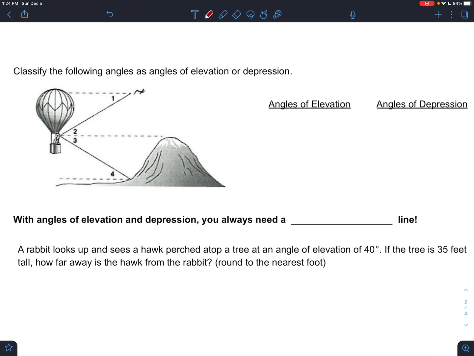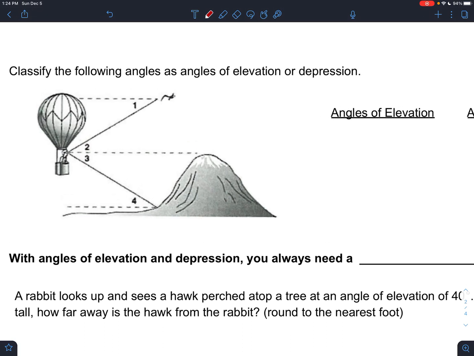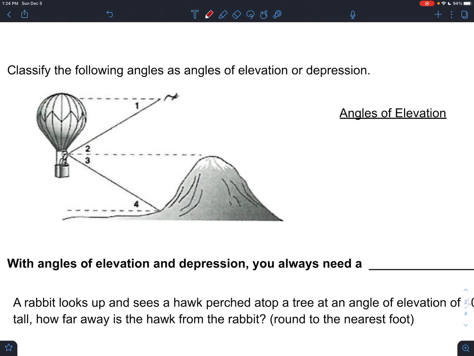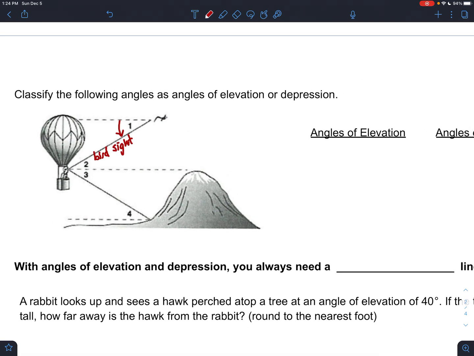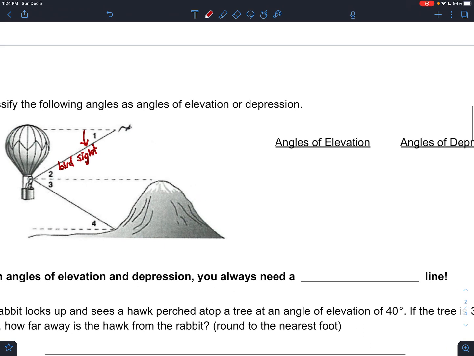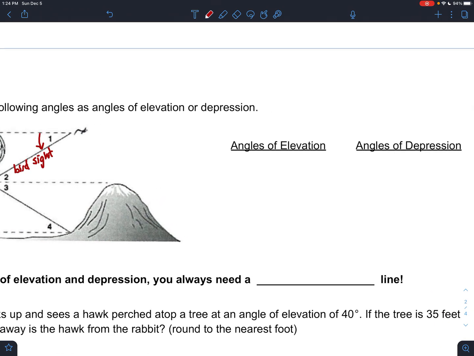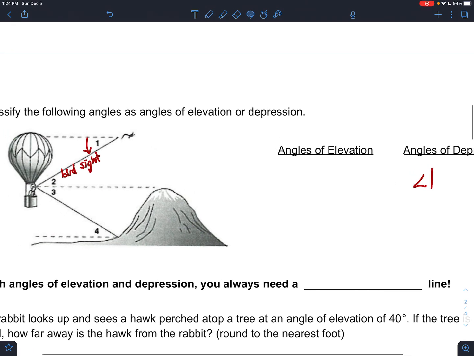Okay. Speaking of that, here's a question to help us practice. Classify them as depression or elevation. So notice we have a bird here with a dotted line. The bird's looking over here, and this is the sight line of the bird, looking to the man in the balloon. And that bird is looking down from their horizon line. So this would be an angle of depression. It's the bird's eye point of view. Okay?